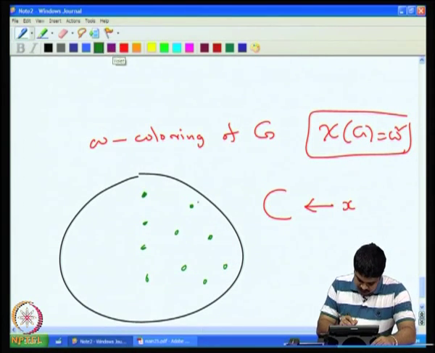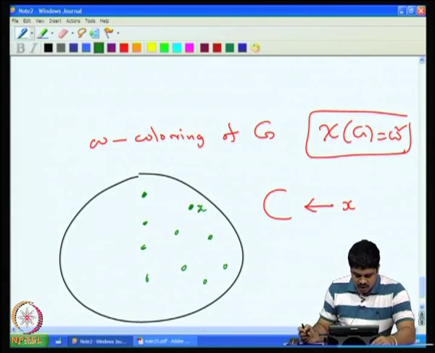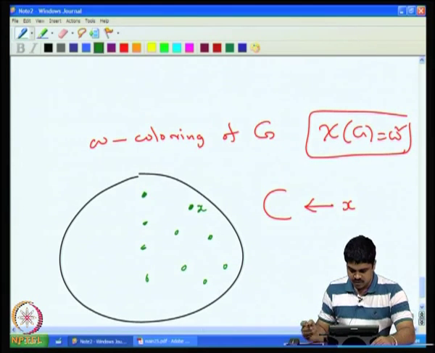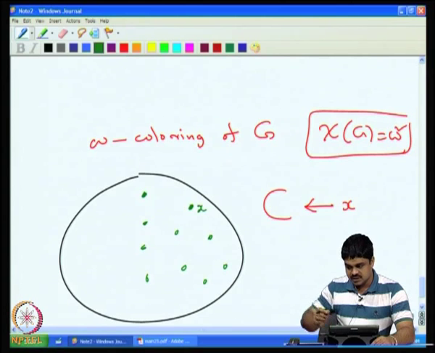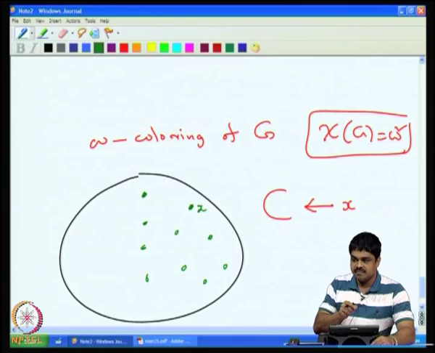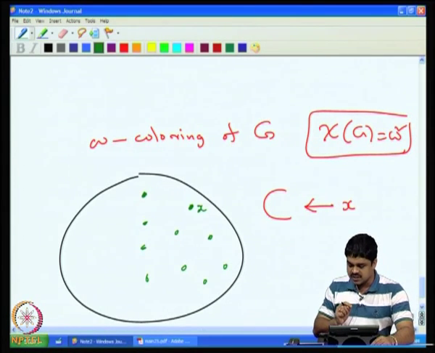So, this x may be here, x may be this, but then interestingly x does not belong to any maximum clique. But then if you consider any maximum clique of G, because it contains omega vertices and each vertex has to get a different color, there should be a representative vertex in each maximum clique for each color. That means, if you take any color in the omega coloring, there should be one vertex in the maximum clique having that color, because the maximum clique has omega vertices, each of them should get different colors. So, they should take up all the colors.